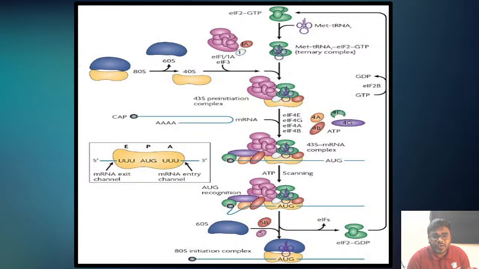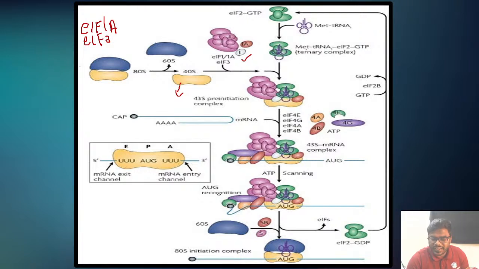Okay, what are the first two factors that are associated with the small ribosomal subunit? Every one of you please remember, this is the small ribosomal subunit, 40S. So friends, please listen. The 40S small subunit can be associated with eIF1A and eIF3. These two factors are associated with the small ribosomal subunit, that is the 40S.